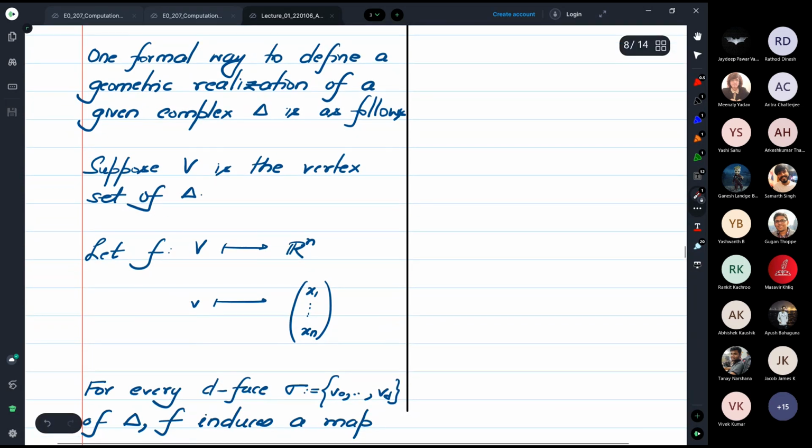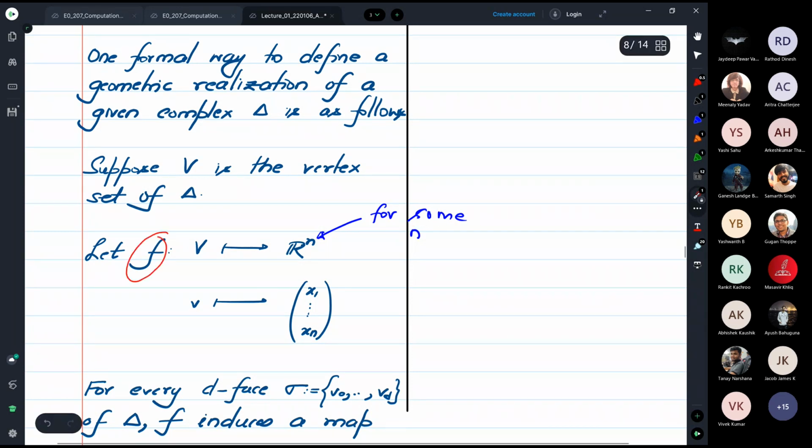Once we have this vertex set V, we identify a function whose domain is this vertex set, and the codomain is R^n for some n. Now one can ask how to choose n and so on. It will become clear soon.